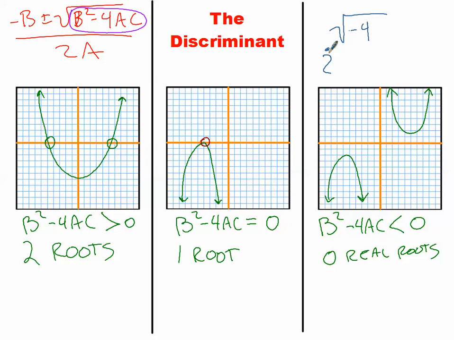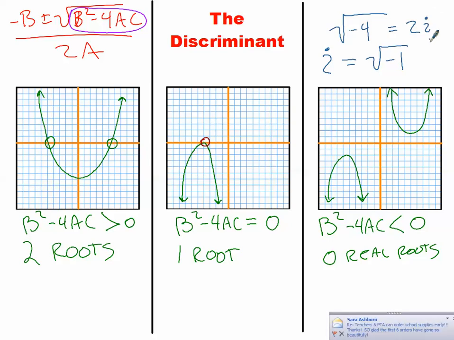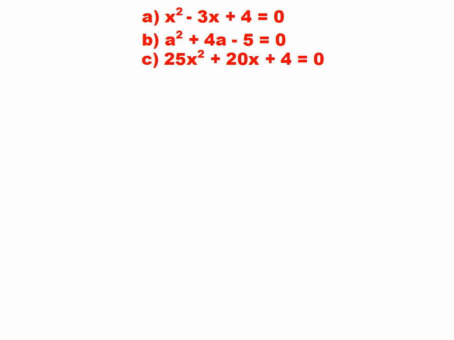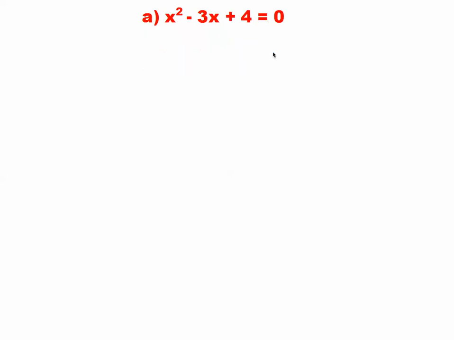And I'm going on a sidetrack right now. An italicized i stands for imaginary numbers. It is equal to the square root of -1. So the square root of -4 is going to be 2i, because it's 2 times the square root of -1, which is imaginary. Okay, but again, that's a sidetrack there. So I'm going to move on to some examples. So we have question A.